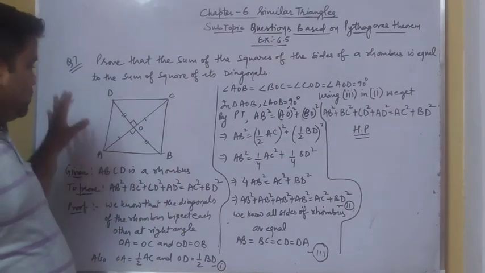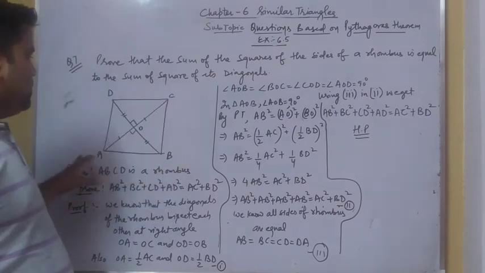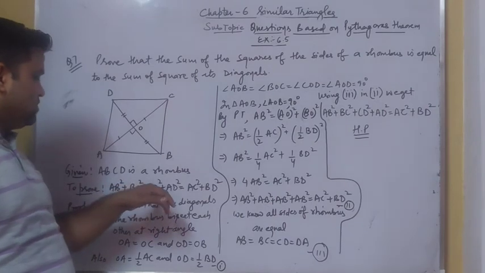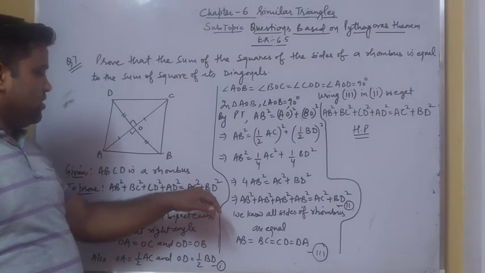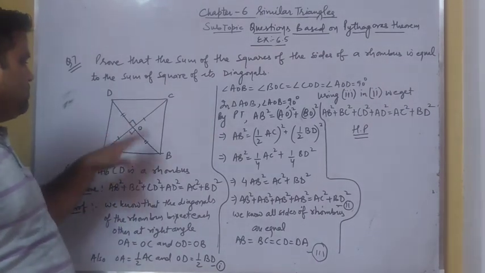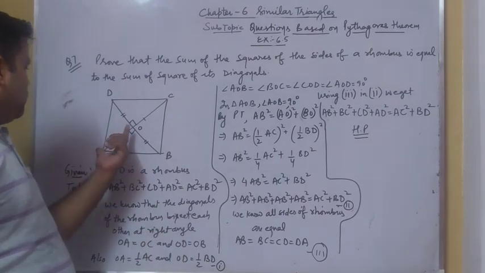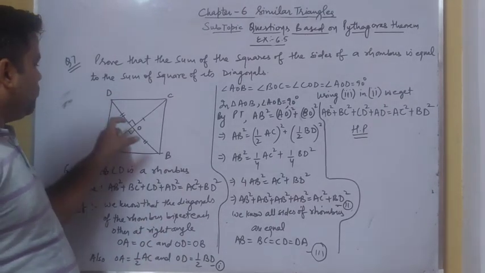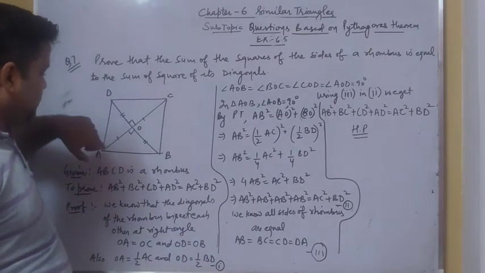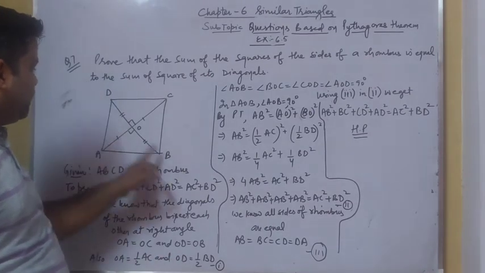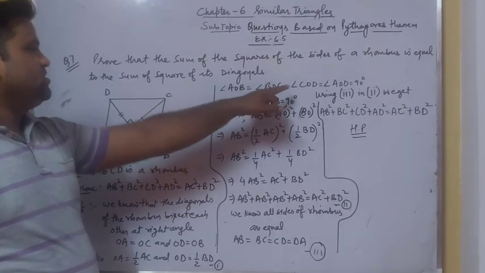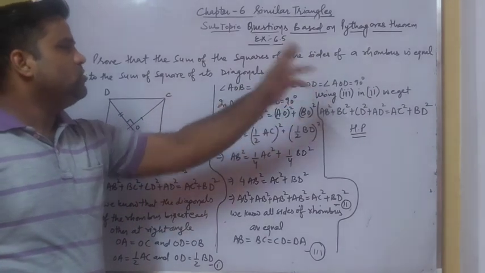First of all we draw a rhombus ABCD. Here BD and AC are the diagonals. So in the given we write ABCD is the rhombus. We have to prove AB square plus BC square plus CD square plus AD square equal to AC square plus BD square. So let us come to the proof. As we know that the diagonals of a rhombus bisect each other at 90 degree, so here OA equal to OC, OD equal to OB. Also OA is half of AC. Similarly OD is half of BD. We consider it as a first equation. And here angle AOB, angle BOC, angle COD and angle AOD all are equal to 90 degree.